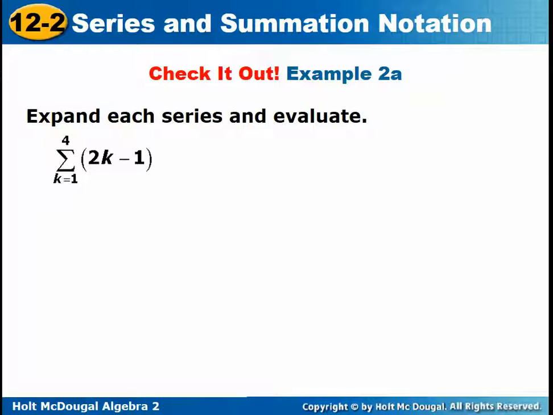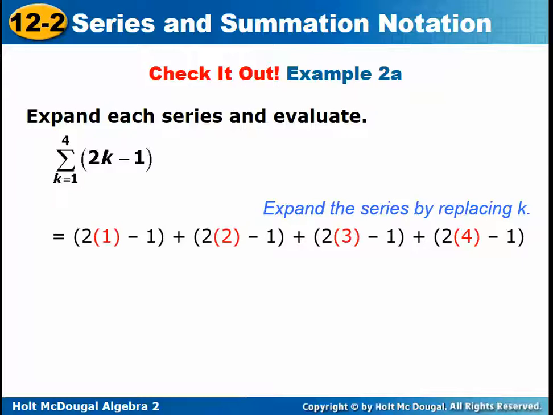Here's an example with 2k minus 1, where k starts at 1 and goes up to 4. So again, we just write it out in expanded form, putting the 1 and then the 2 and then the 3 and then the 4 in for k. And then we simplify and we add and we get our answer.